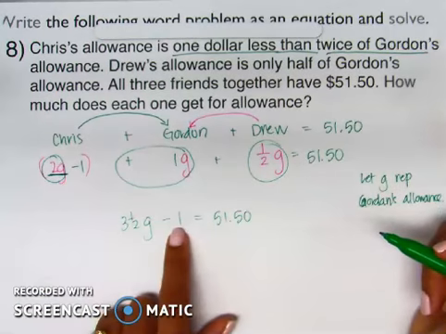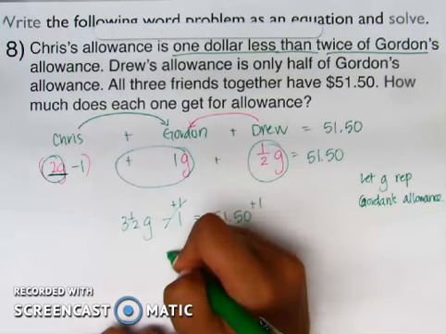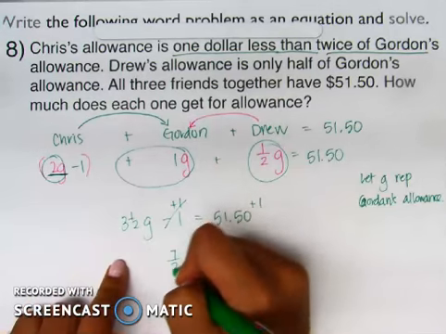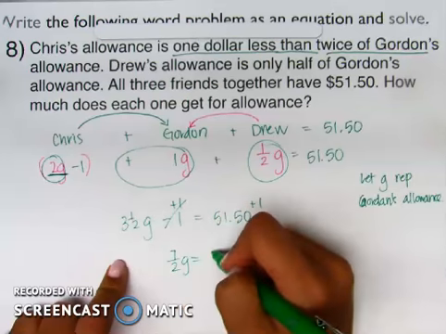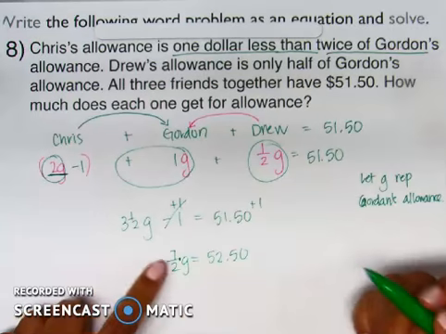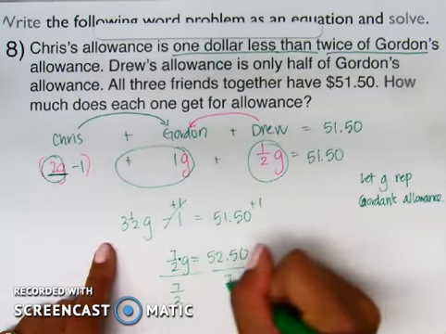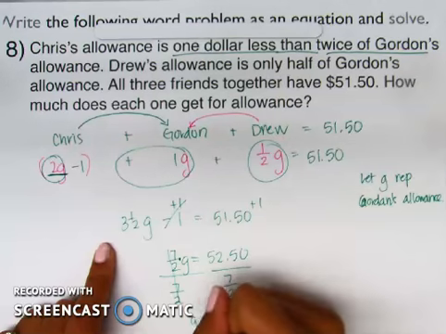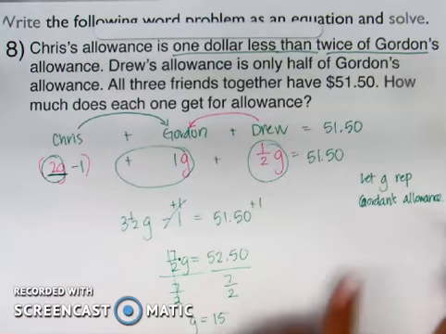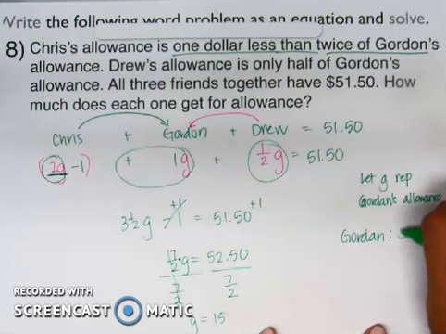So we're going to first get rid of the constant by adding 1 to both sides, leaving me with, I'm going to go ahead and change this to an improper fraction, so 7/2 G equals 52.50. Next thing, we're going to get rid of this coefficient, so we're going to divide both sides by 7/2. So we're left with G equals 15. So what does this mean? Gordon's allowance is $15.